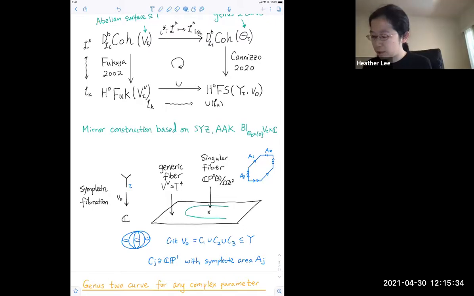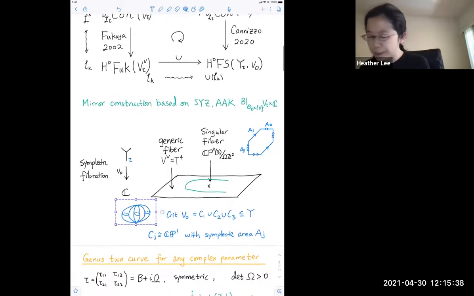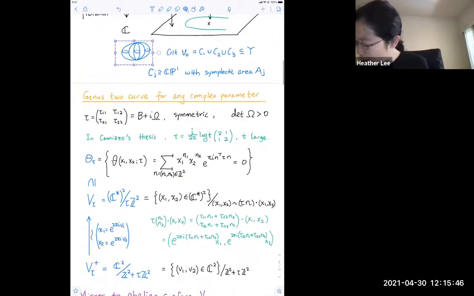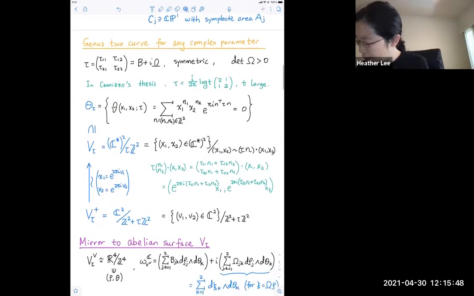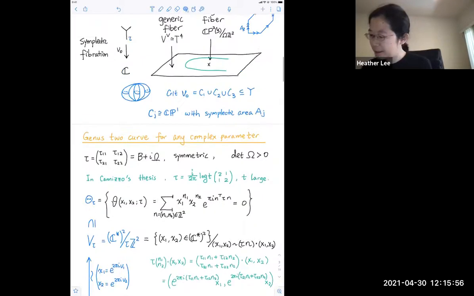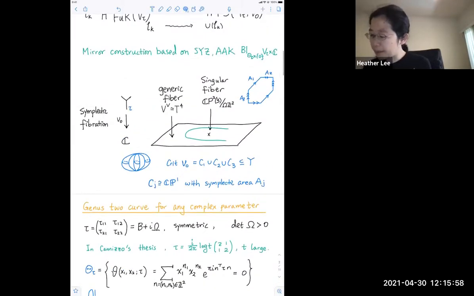And there are 3 degrees of freedom that are given by the symplectic areas of the 3 spheres. That's going to match with this 3-dimensional space given by the imaginary part of the complex parameter. We'll talk about how they match later in the talk.